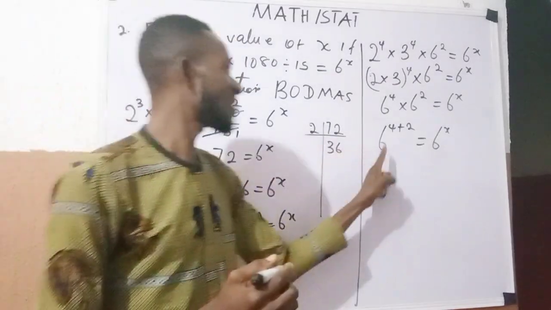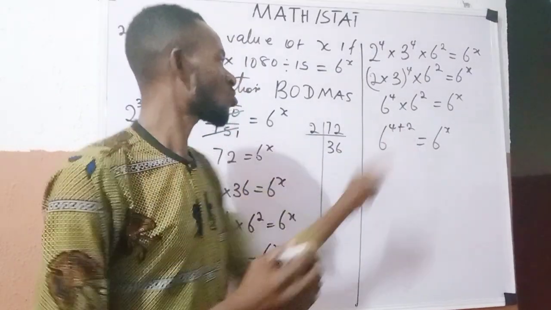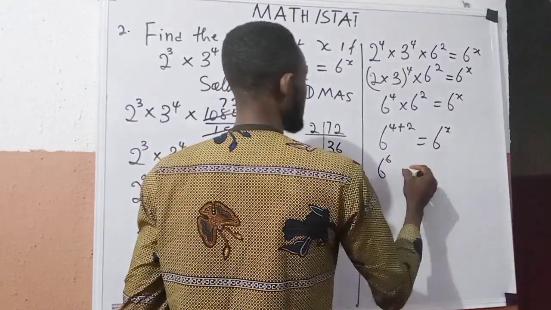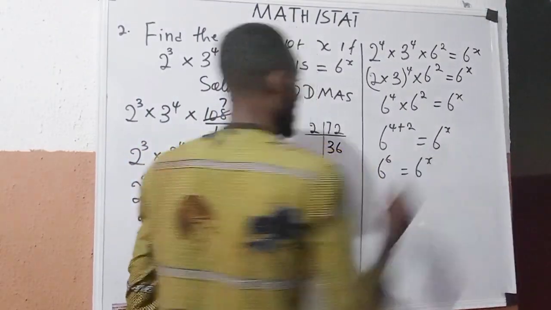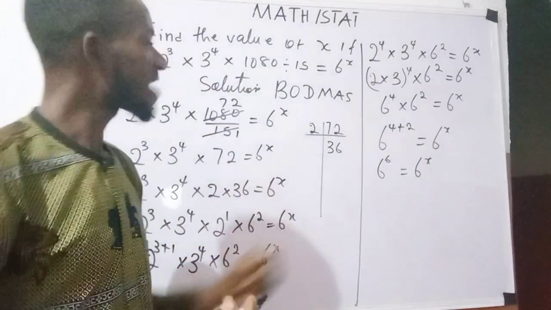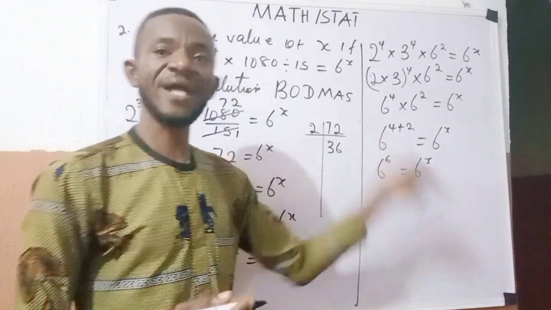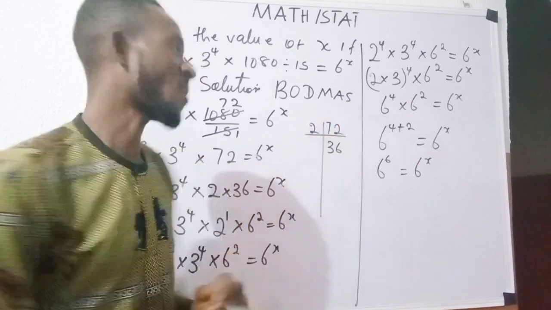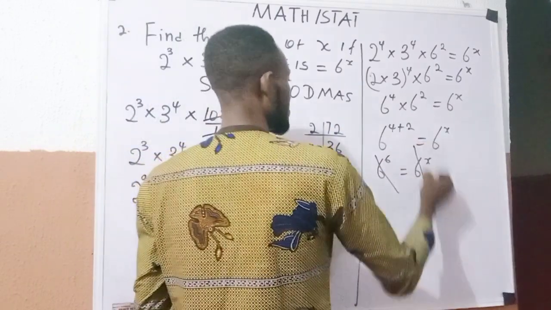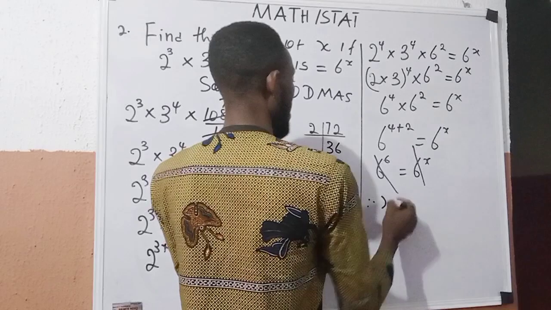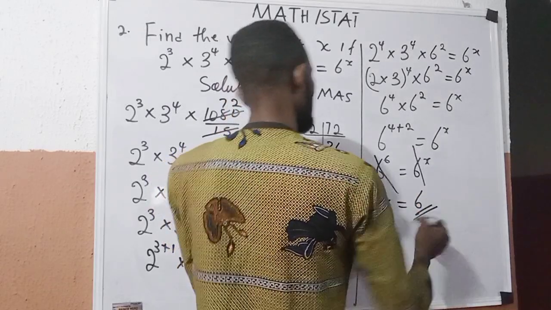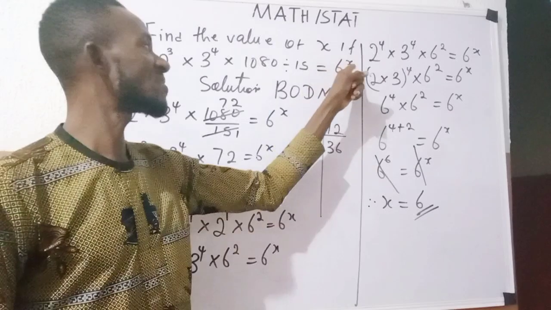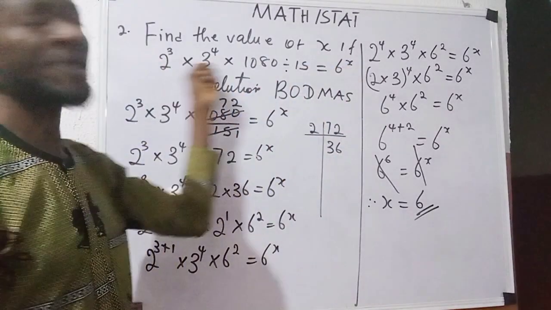At this point, I now say 4 plus 2 is going to give me 6. So I have 6 raised to power 6, which is given as 6 raised to power X. Now I have 6 here, I have 6 here. They can be cancelled off. And the moment they are cancelled off, we now equate their powers. So this and this is gone, and we say therefore our x is equal to 6. So it is only when x takes a value of 6 that this equation can be satisfied.